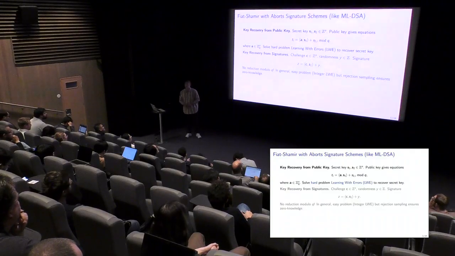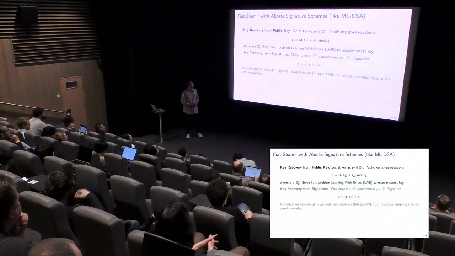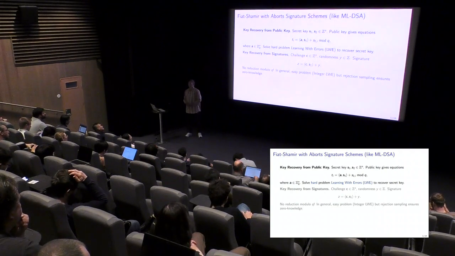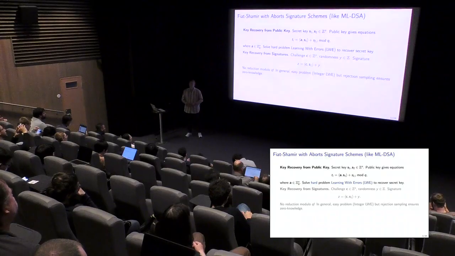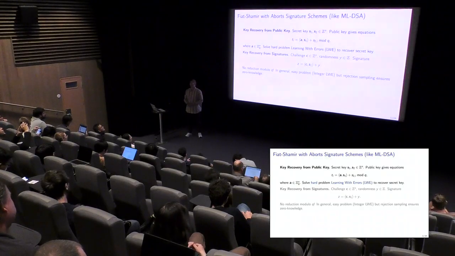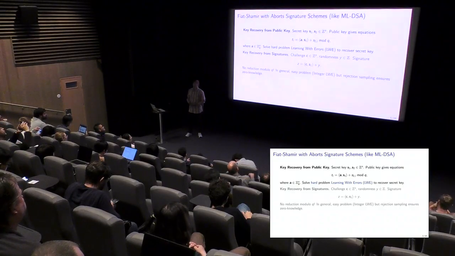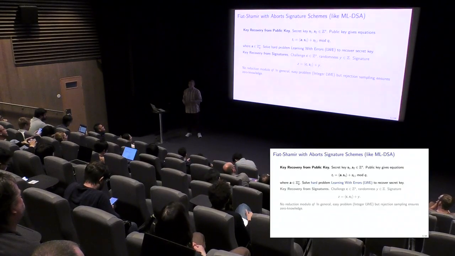ML-DSA is built using the Fiat-Shamir with aborts technique. It uses many optimizations like module lattices, but in its essence, it works over the integers and with integer vectors. We will abstract the optimizations away and consider the problem of secret key recovery.